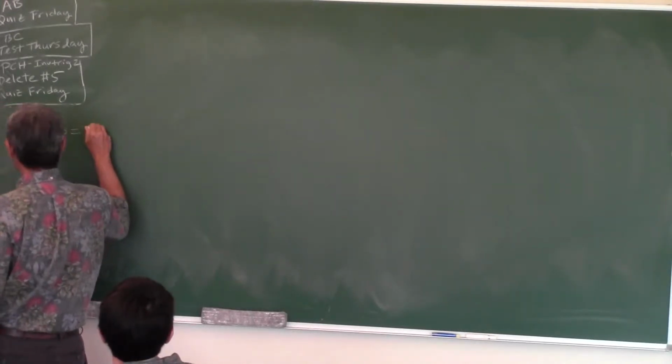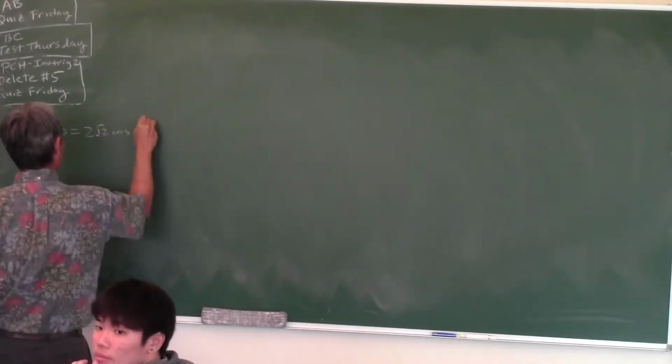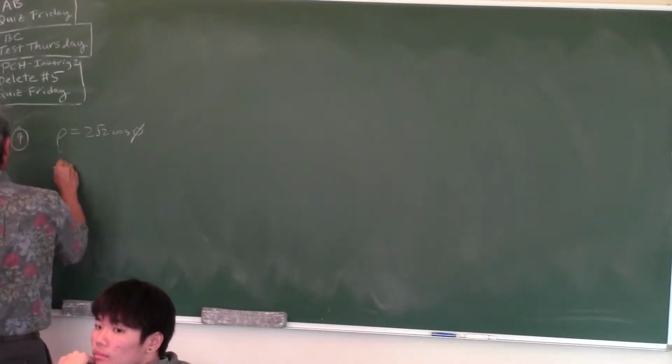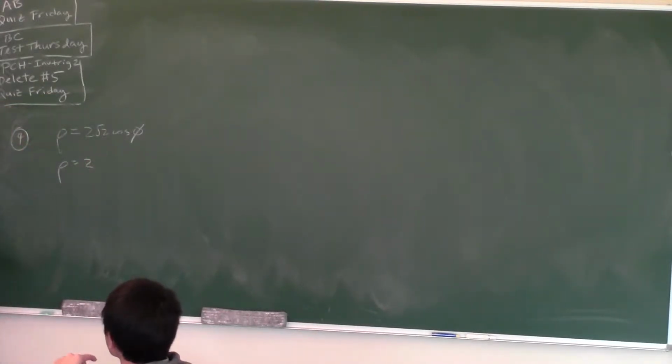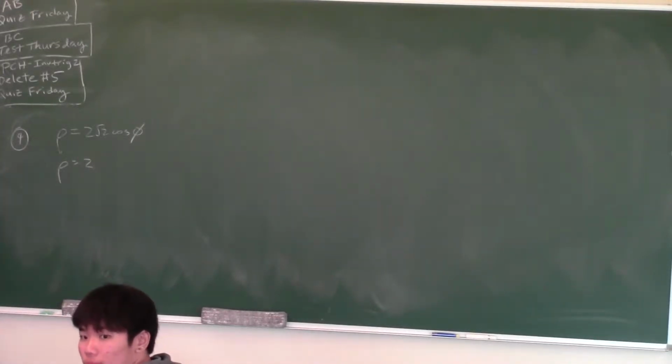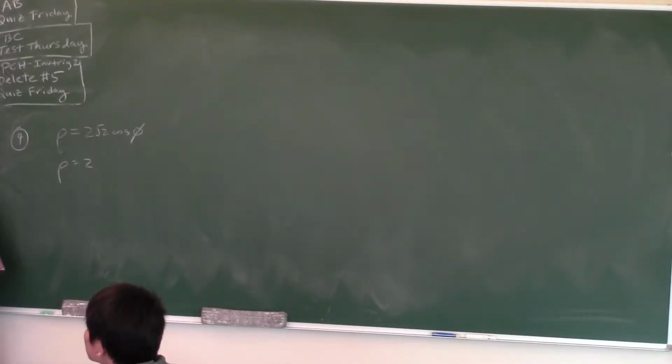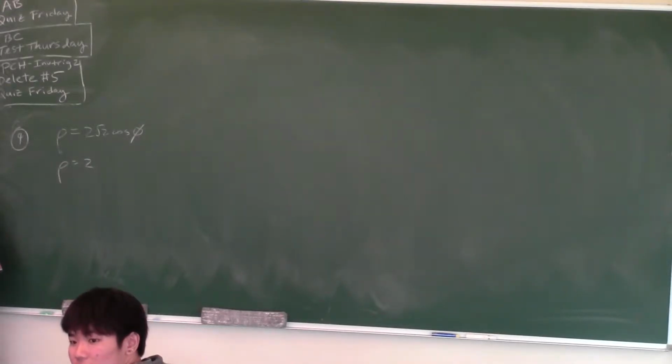Rho equals 2 root 2. Okay, wait. I had a question about the picture. I was confused on the rho equals 2 root 2 cosine phi, and then I graphed it on a 3D graphing calculator, and it came out like not a sphere. Maybe because of the scaling. Well, what did it look like? It looked like an ellipsoid, like a teardrop or something.